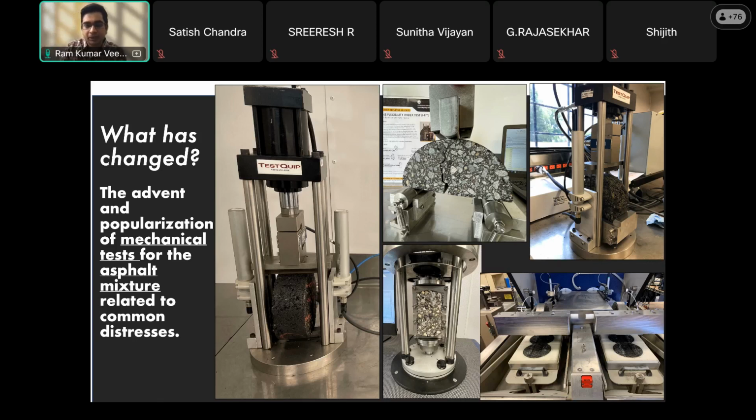And the Hamburg wheel tracking test, as you know, has a steel wheel roller that passes back and forth, and that measures the stripping potential as well as the rutting potential of these asphalt mixtures. So all these tests are basically evaluating performance, and are supposed to simulate the field conditions. This allows us to better predict how these mixtures will behave under different traffic and environmental conditions.